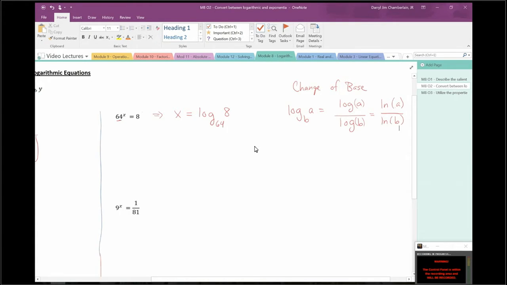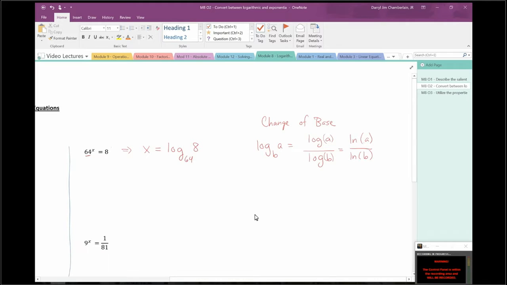Now, log a and natural log a, these don't have the base written. So when we don't write a base, it could mean one of two things. If I just have log, that means the base is 10. The same way as our decimal system, everything is base 10.